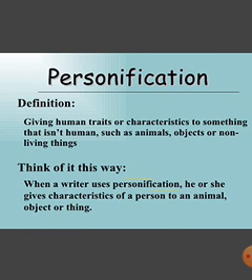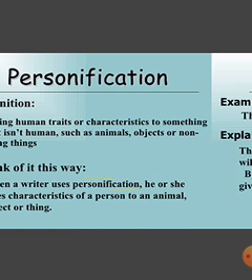Let's now look at the last one, which is personification. When you give human traits or characteristics to something that isn't human, such as animals, objects, or non-living things. Yes, non-living things. So that means it's not only limited to humans. You give it to animals, you give it to objects, you give it to non-living things. We call it what? Personification. So let's look at examples now.